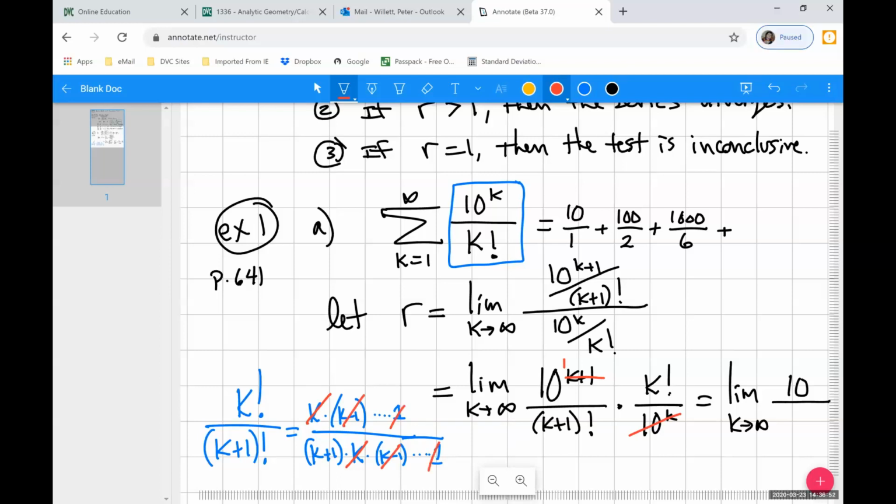Mr. Willard? Yes, question. So I was kind of confused. How did 10 to the power of k cross out k plus 1? I got kind of confused around that.